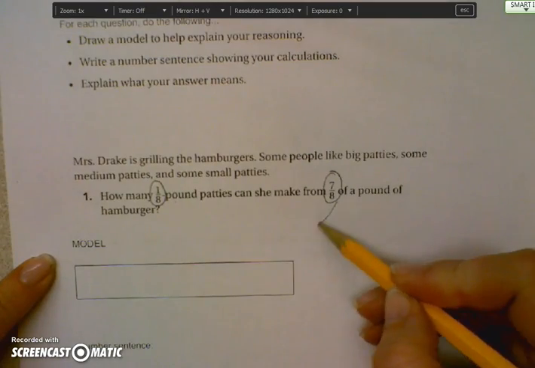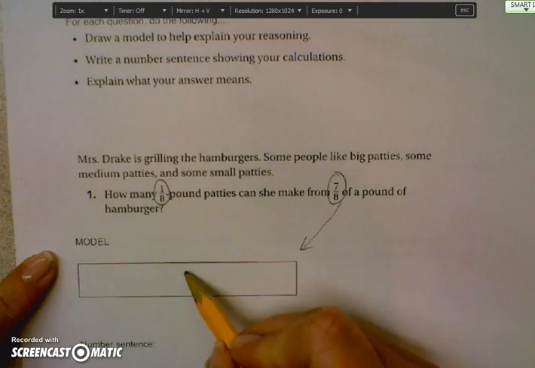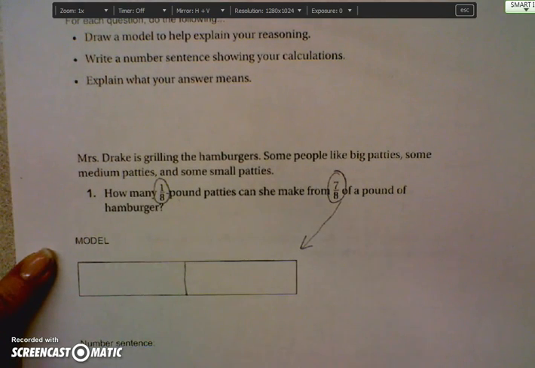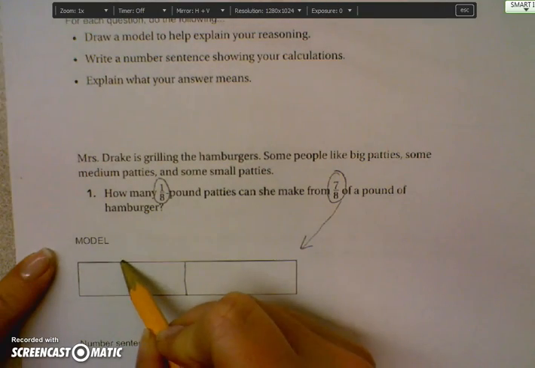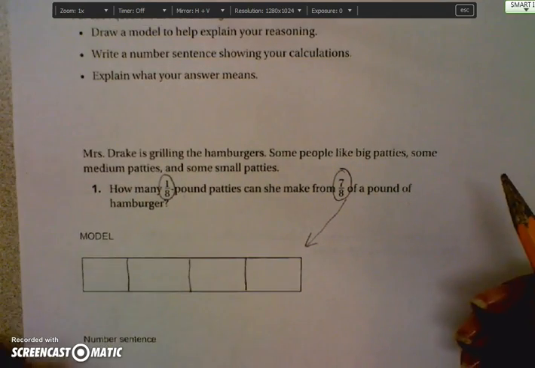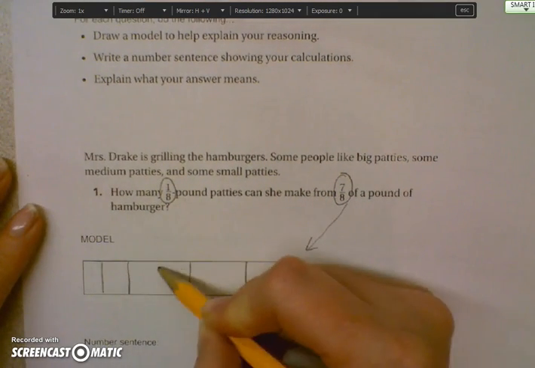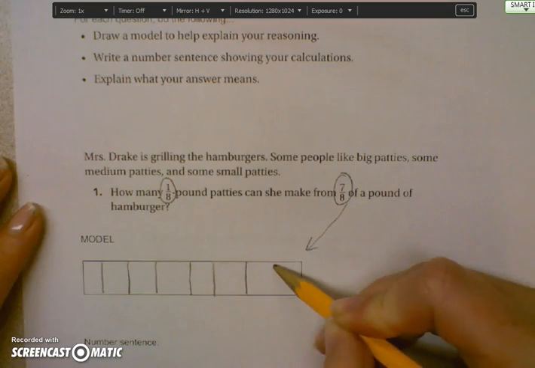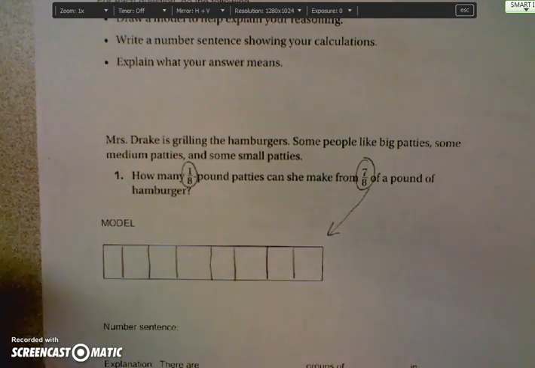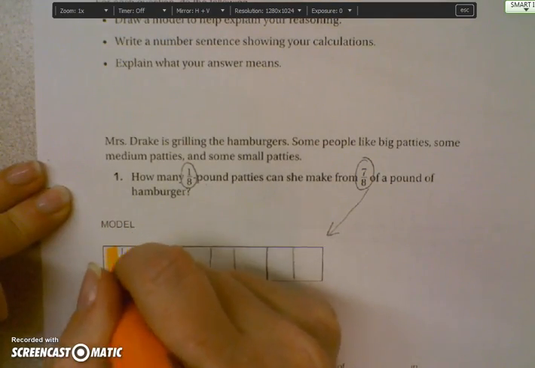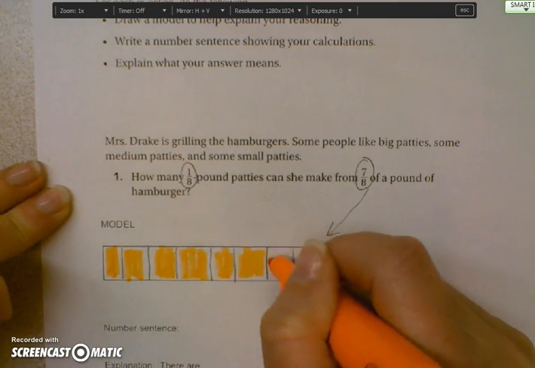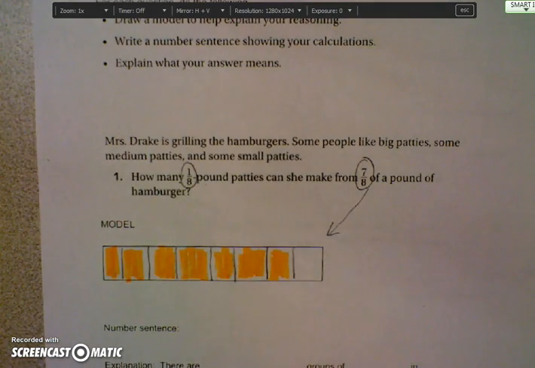So the first thing I'm going to do is model 7/8. To take my whole fraction bar and divide it into eighths, I'm going to start by cutting it in the middle in half. I'm going to take each half in half again to make fourths, and then cut each fourth in half again to make eighths. And I have 7/8 of a pound. So I want to shade those in because this is going to represent how much burger meat I have. 7/8 of a pound.